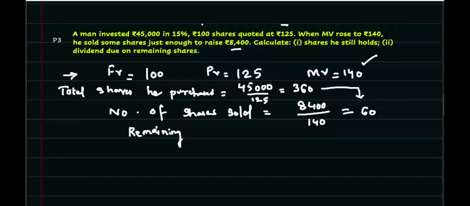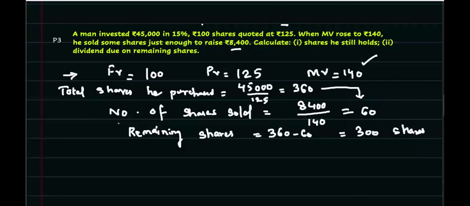Remaining shares equal to 360 minus 60, which will be equal to 300. Now he has how many shares? 300 shares left with him. This is the first part of the problem.